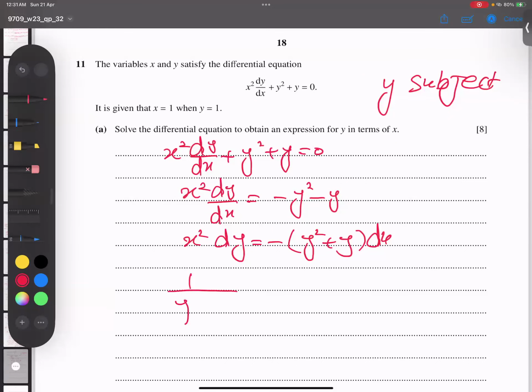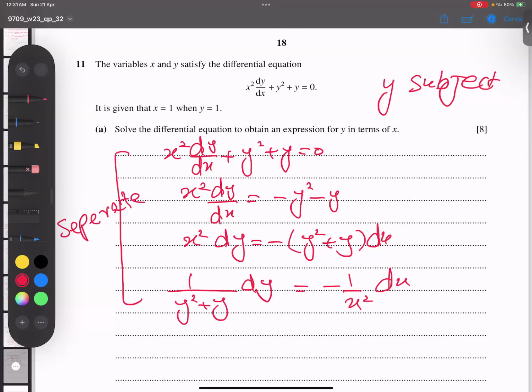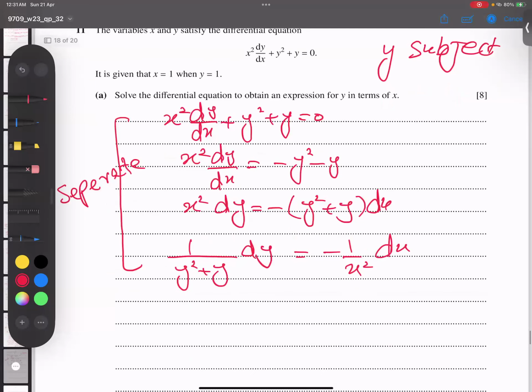1 over y squared plus y dy. It will go down negative 1 over x squared dx. This is called separation of variables, or separate the variables. So it's done. Now I can proceed.